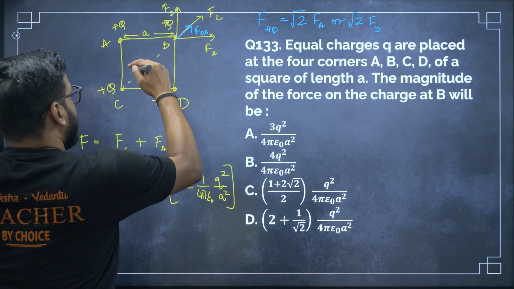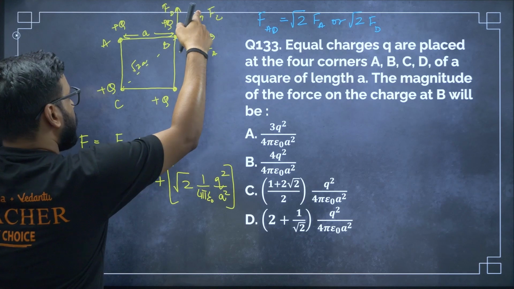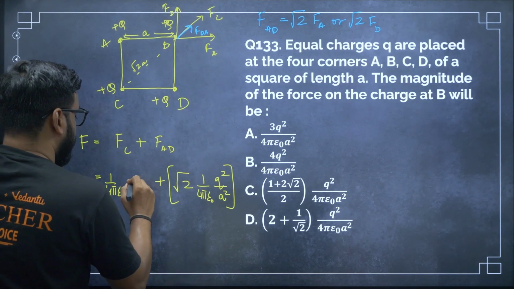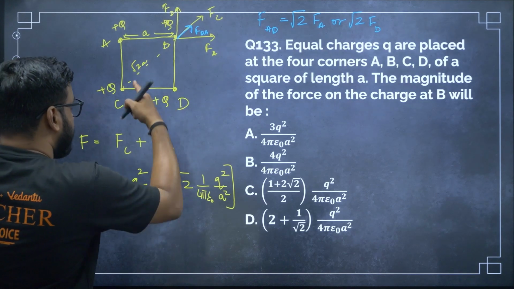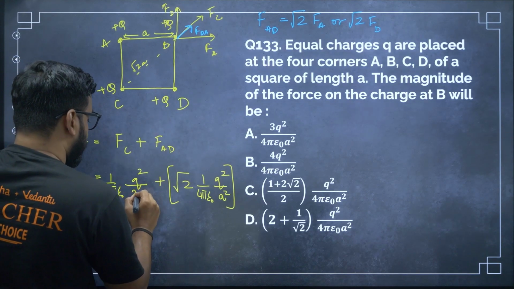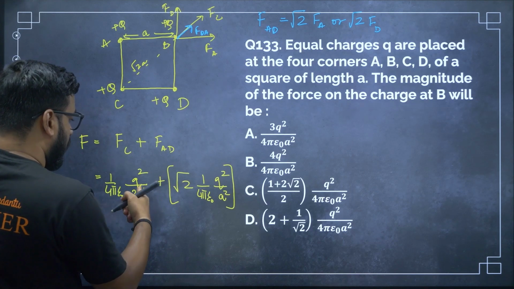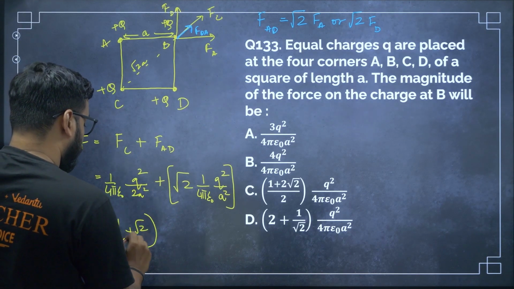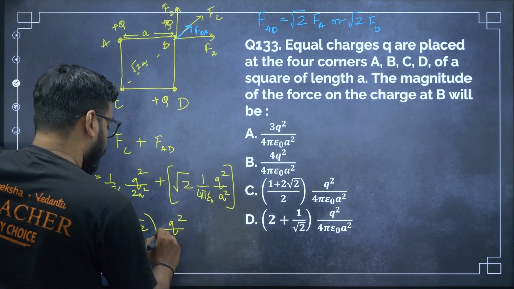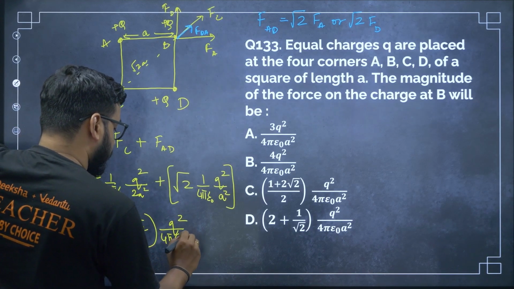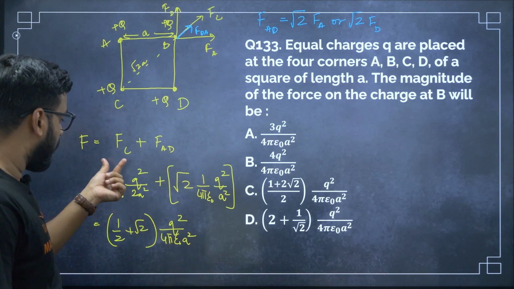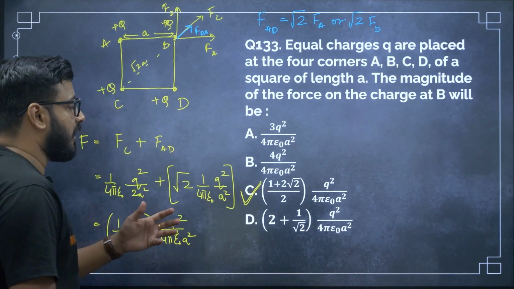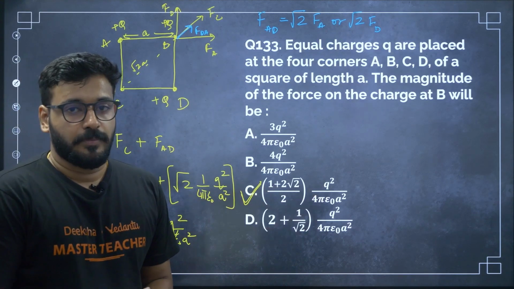Now what is this distance? If this is A, this distance is root 2 A, the diagonal. So you can apply the normal formula, 1 by 4 pi epsilon naught, once again Q square by the distance square, which is root 2 A whole square, that is 2A square. So you can take Q square by 4 pi epsilon naught A square common outside. Only thing is 1 by 2 plus root 2, which is essentially option C. Take the LCM, you will have 1 plus 2 root 2 by 2 into Q square by 4 pi epsilon naught A square.